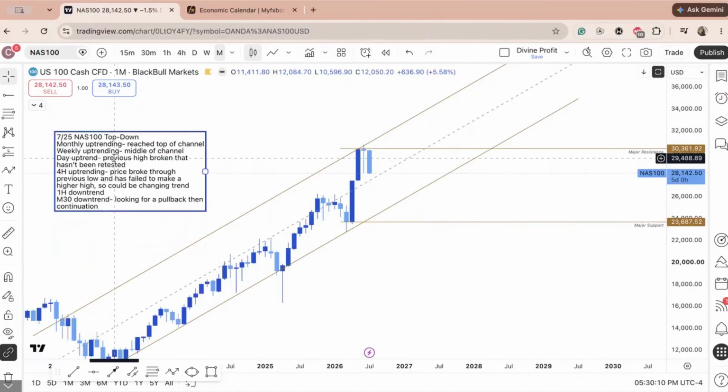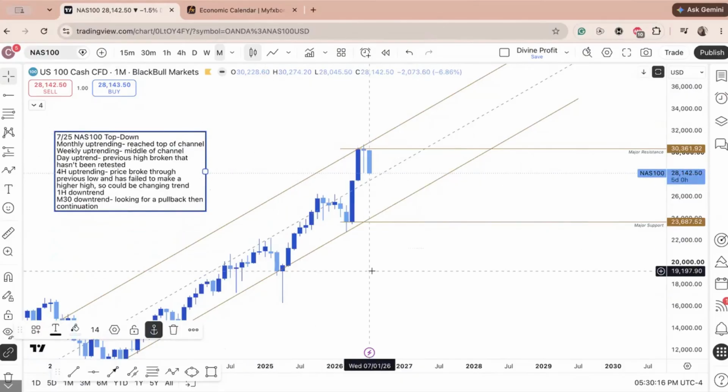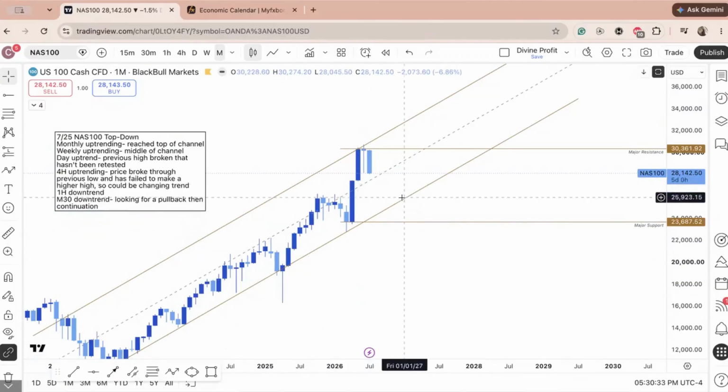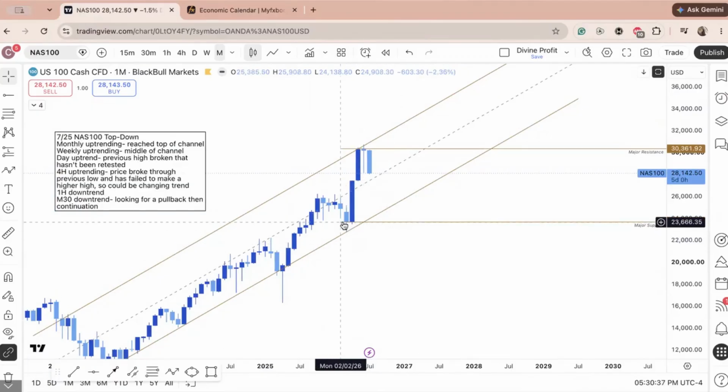But this is a fresh, brand new, clean chart for NAS 100. And we are starting on the monthly time frame. So the higher time frames, like the monthly, the weekly, the daily, I'm really looking to capture the trend and any important levels of support and resistance. You can see on the monthly that we're uptrending. So I have my monthly channel, and then I have the major support as the last low on the monthly, and the major resistance as the last high on the monthly.